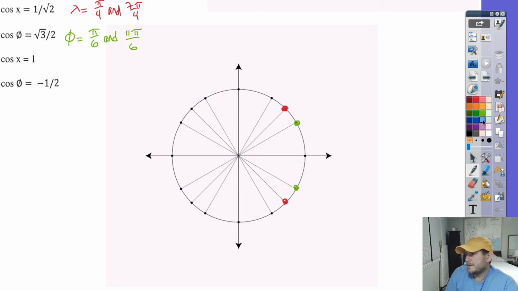Yep. When does cosine equal 1? Right here. And nowhere else. So x equals 0 only. And when does x equal negative 1/2? Negative 1/2 would put you here and here. And those two positions are 2 pi over 3. And 4 pi over 3.